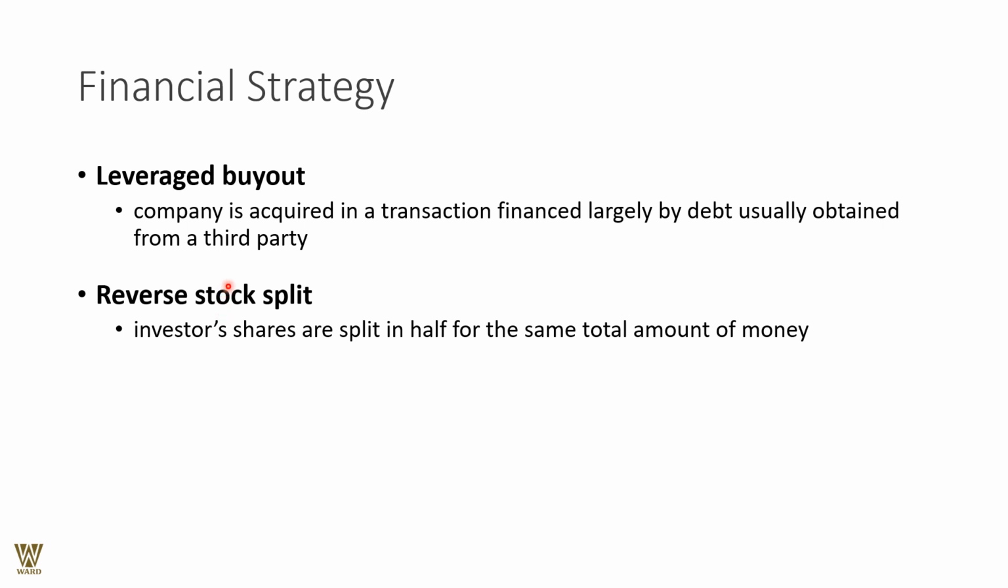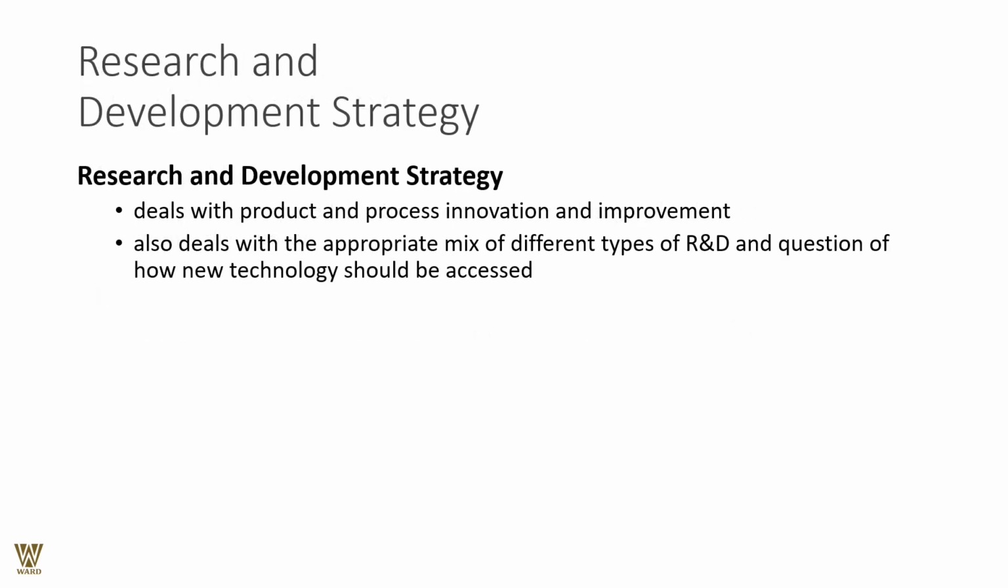It has to be a leveraged buyout in case the company is acquiring through a transaction financed largely by debt, usually obtained from a third party. In a reverse stock split, the investors' shares are split in half for the same total amount of money, as the case might be. How do you go about it? This is what we are looking forward to. Yes, this is how the reverse stock split goes: the investor shares are split into half for the same total amount of money.